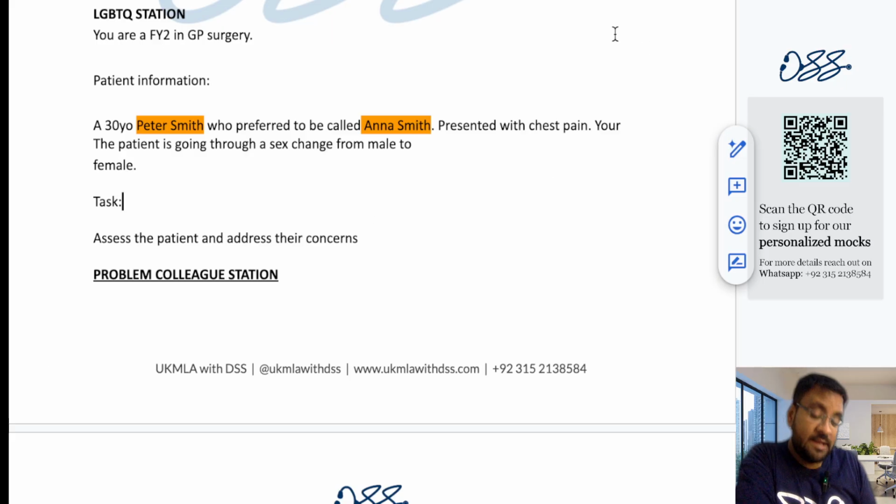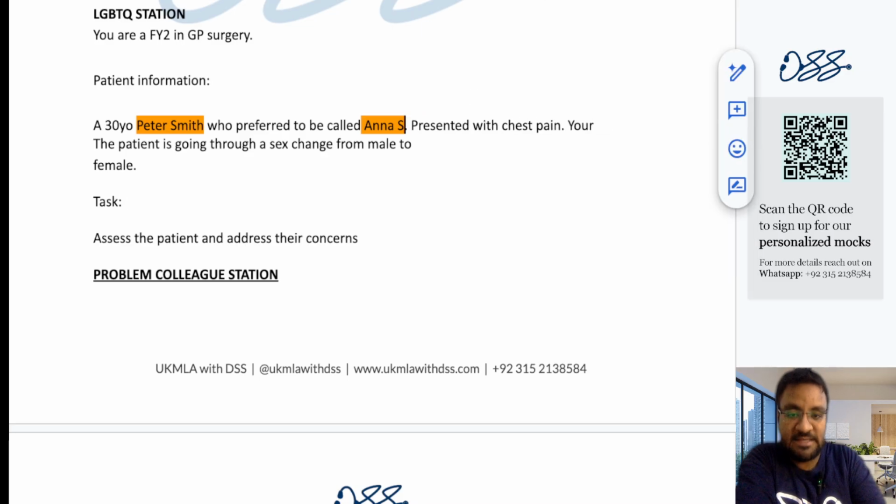If not, then when you begin the station and introduce yourself, saying hello, I am Dr. Siddhyaki, one of the FY2 doctors in this GP surgery, am I speaking to Peter Smith? They would say, no doctor, I'm not Peter Smith, I prefer to be called Anna Smith. Sometimes this particular line may not be mentioned; it may be missing.